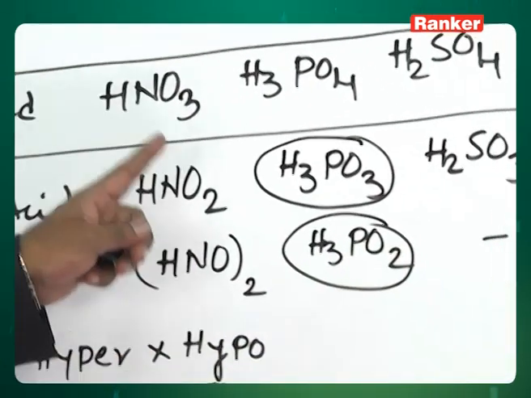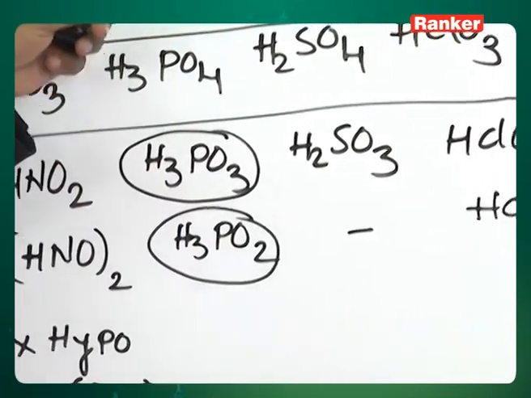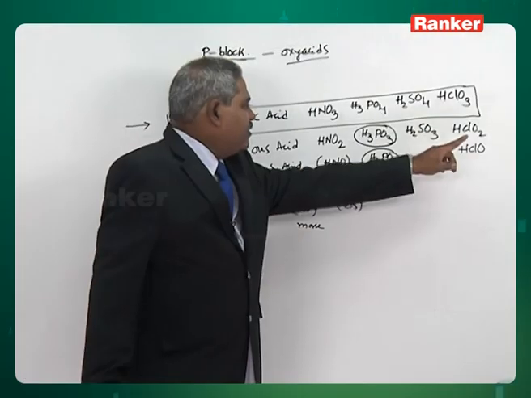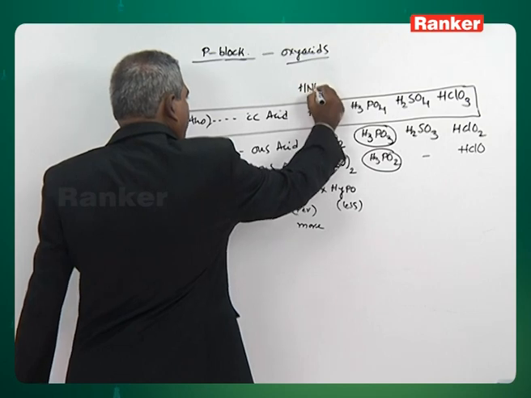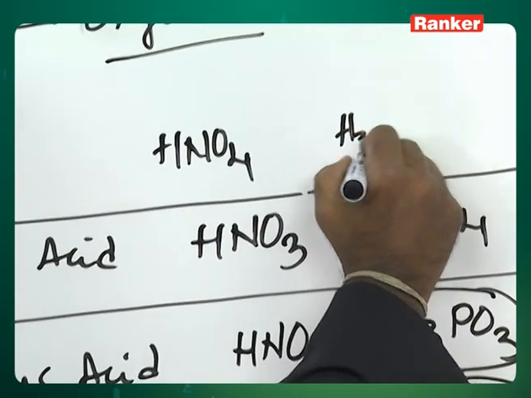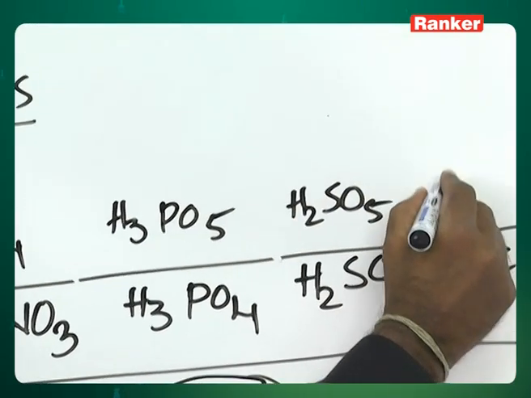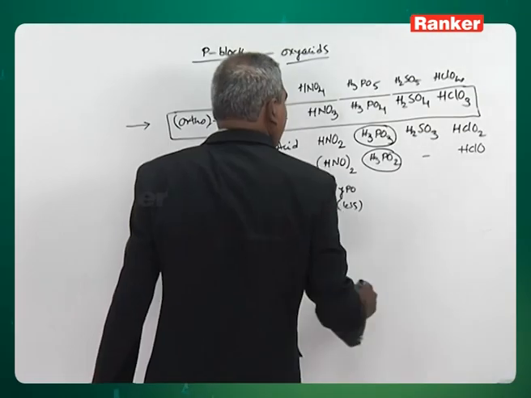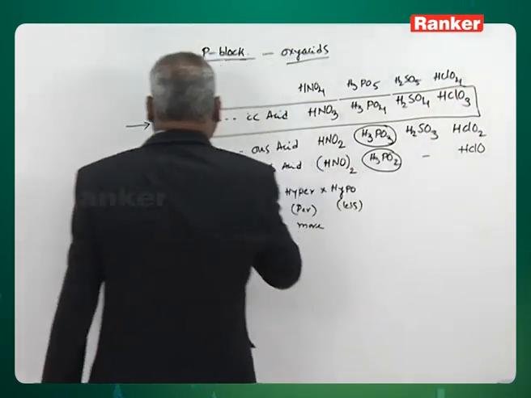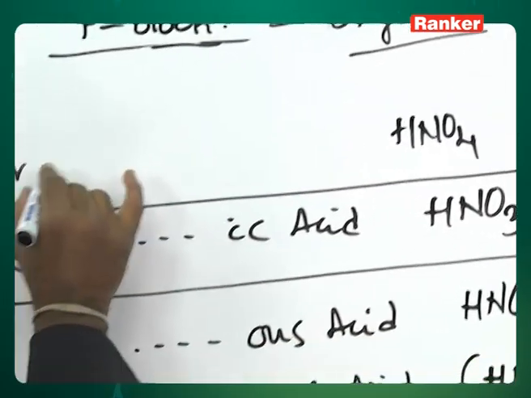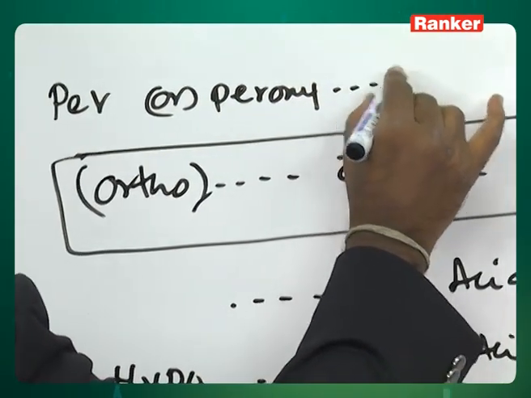Since you are writing 1, 2, 3, mathematically you have to write 4. Therefore, 1 oxygen more: HNO4, H3PO5, H2SO5, HClO4. 1 oxygen more, they are called per or peroxy -ic acid.